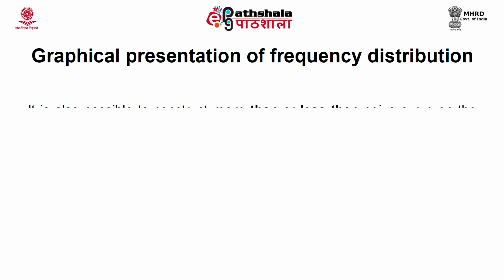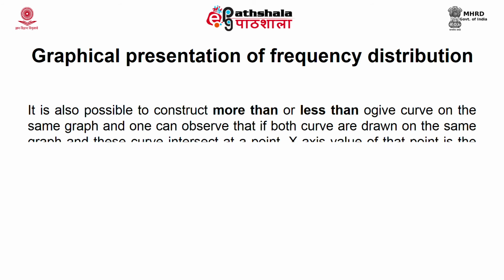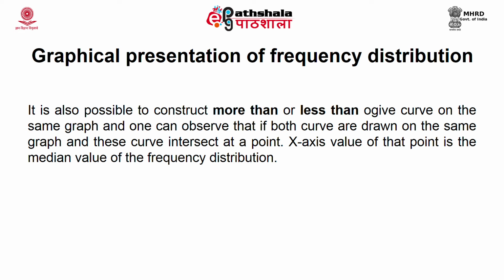It is also possible to construct the more than and less than ogive curves on the same graph, and one can observe that if both curves are drawn on the same graph and these curves intersect at a point, the x-axis value of that point is the median value of the frequency distribution.